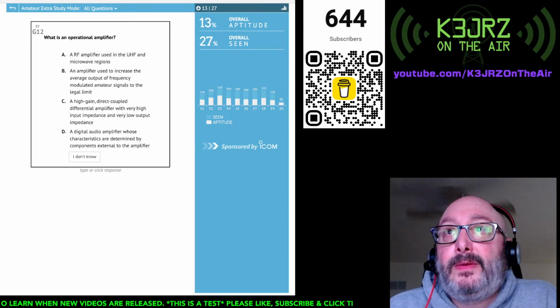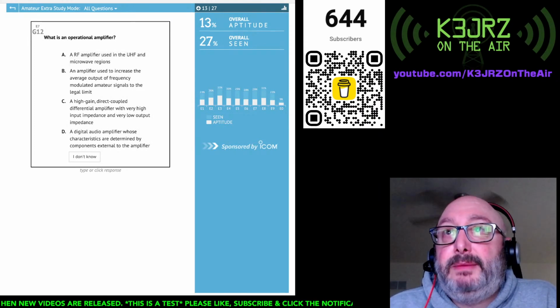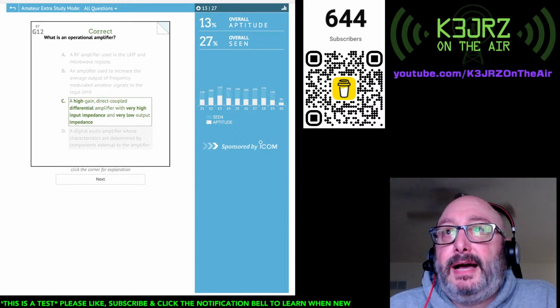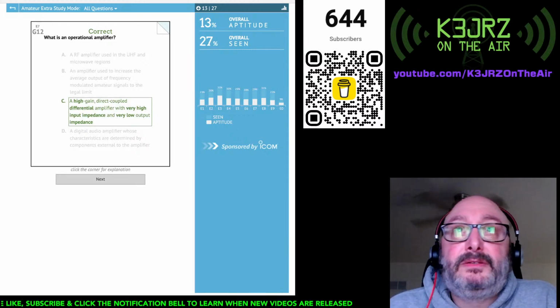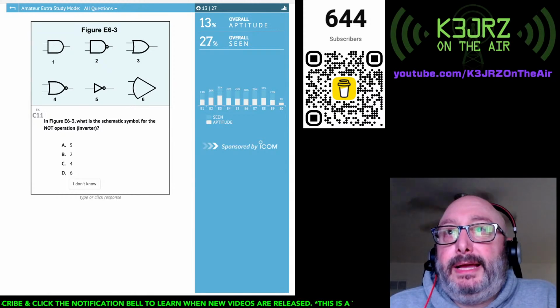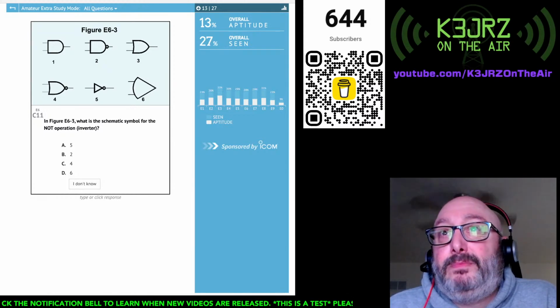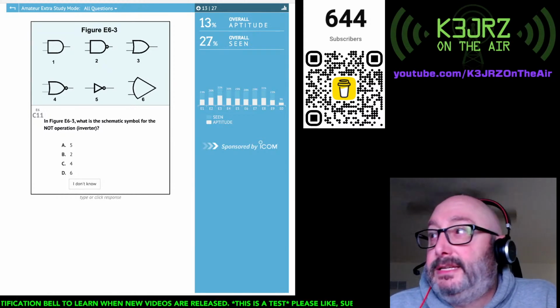What is an operational amplifier? Amplify, increase the output. High gain direct coupled differential amplifier. Oh boy, oh boy, oh boy. Look at that.